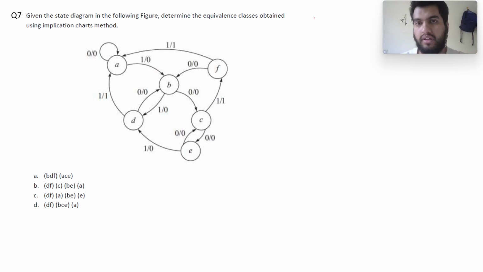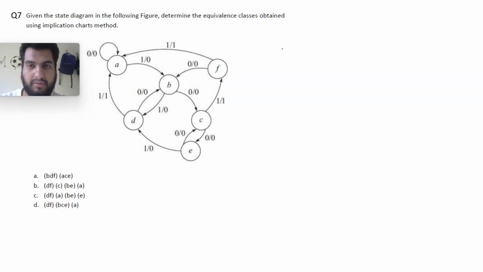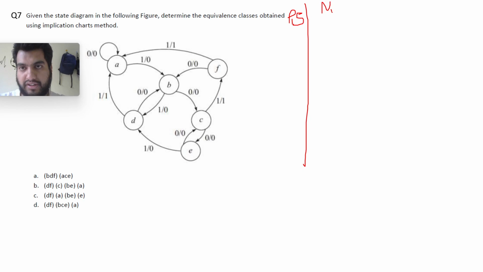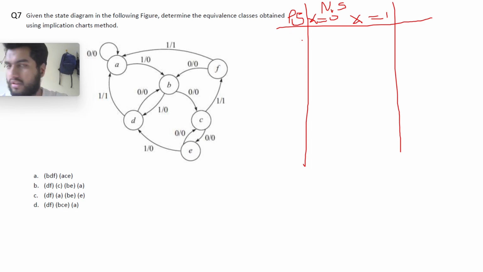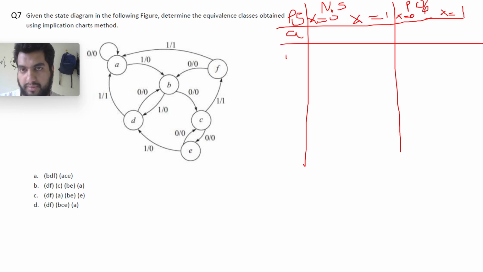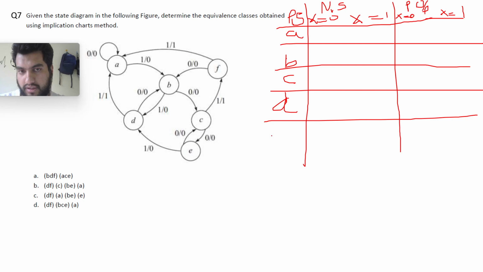So let's proceed. First we will construct the state table. Here I have my present state, here I have my next state for x equal to 0 and x equal to 1, then I have my present output for x equal to 0 and x equal to 1. So this is A, this is B, this is C, this is D, this is E, and we have F also here.